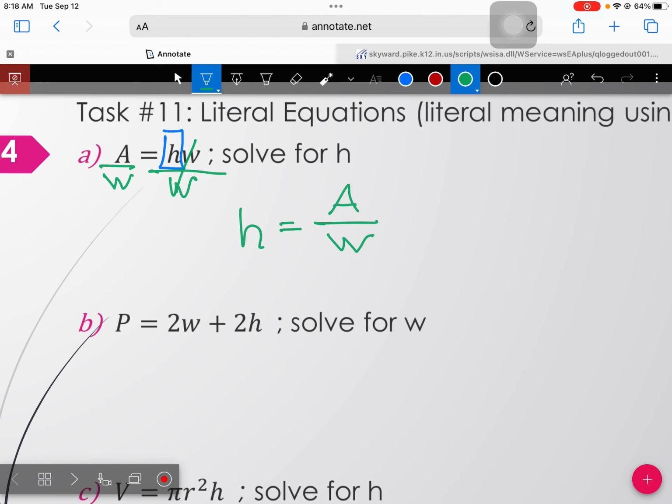So now what do I do? Is that it? Because H is by itself, and we wanted that, right? Do we have any values for A and W?